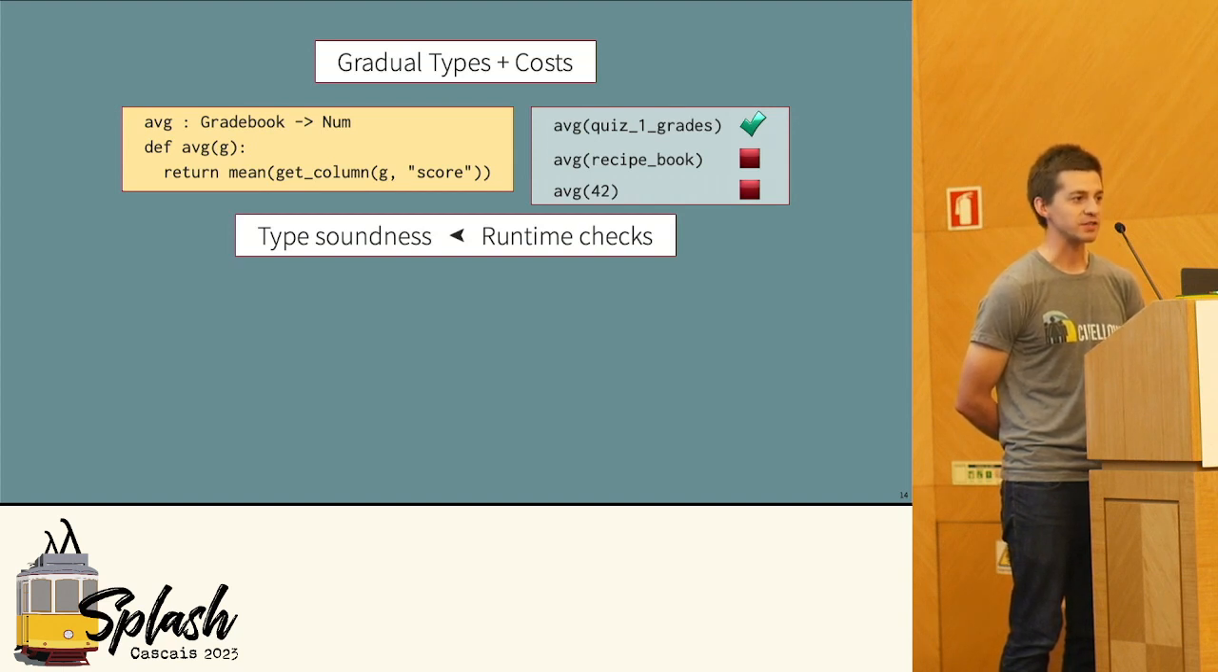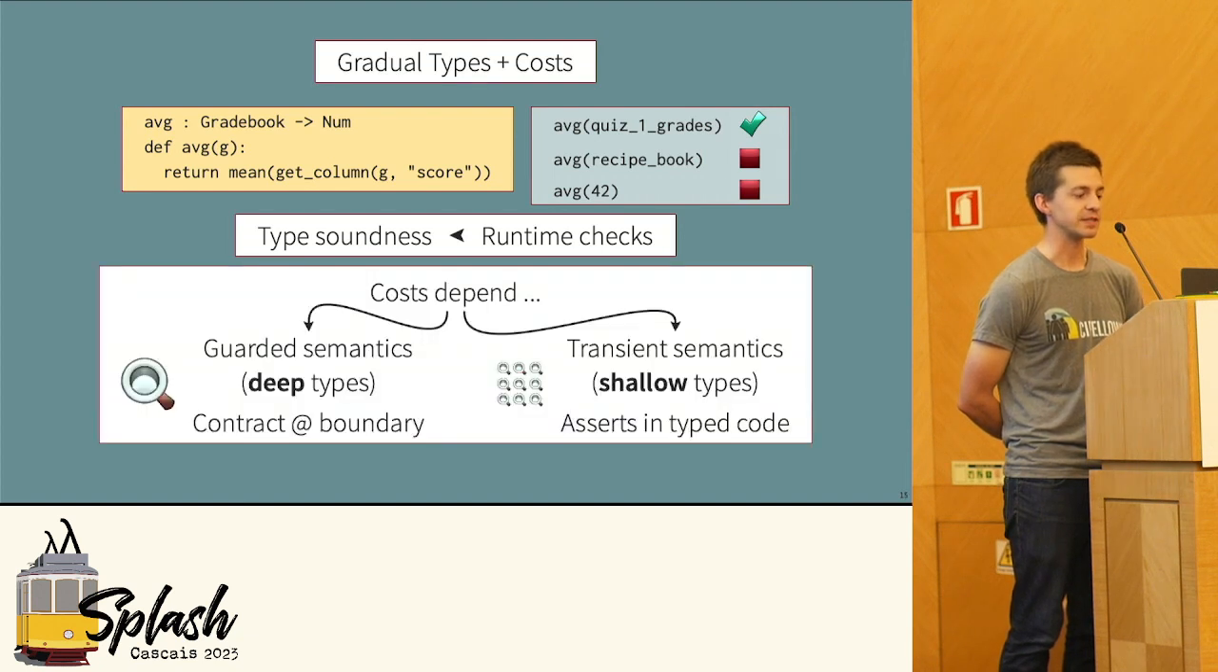How much do these checks cost? Well, it depends on the semantics of your gradual types. There are at least two ways of doing the semantics. I can get type soundness with the guarded semantics, and this will give us what I'll call deep types. So one way of implementing gradual types is to say I'm going to use contracts at the boundaries between my yellow code and my untyped code, and those contracts are going to guarantee the types.